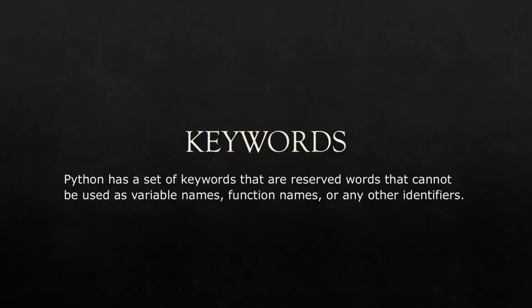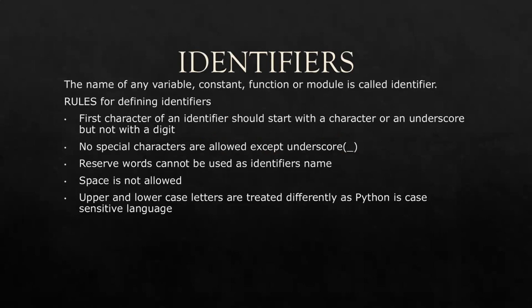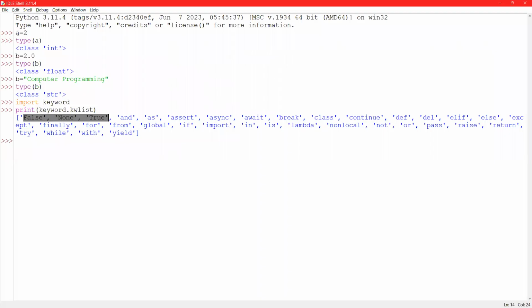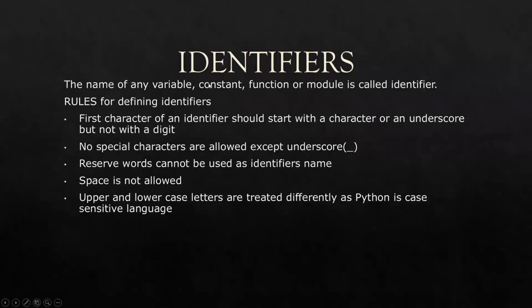After keywords, identifiers, the name of any variable. For example, like you have seen here, I have taken this variable A. Here I have taken variable B. So all these variables or the constants, functions, or modules is called the identifier. However, there are some rules for defining the identifiers.